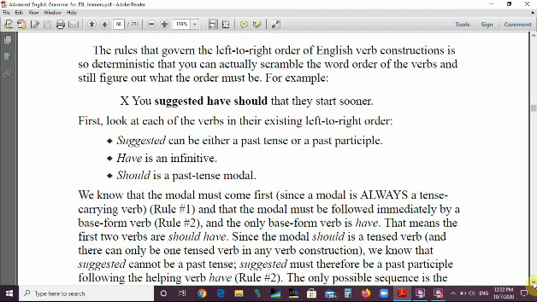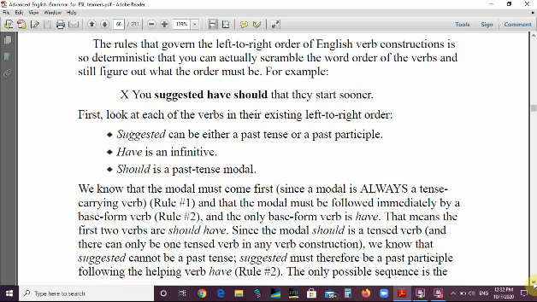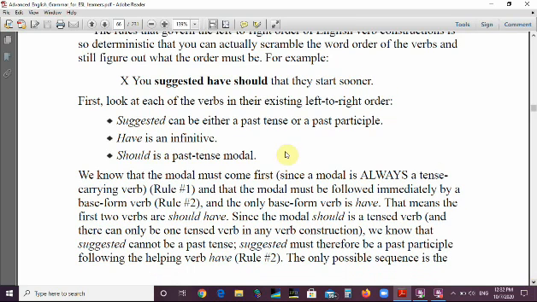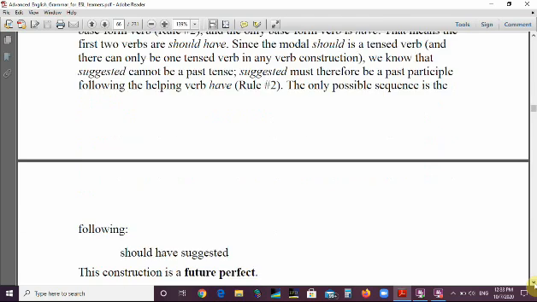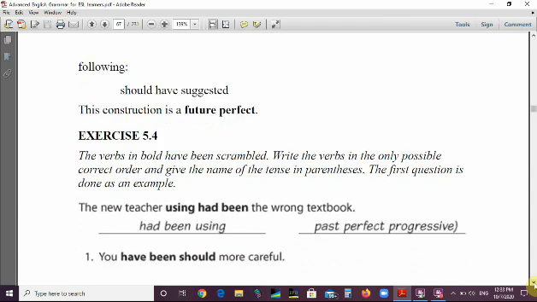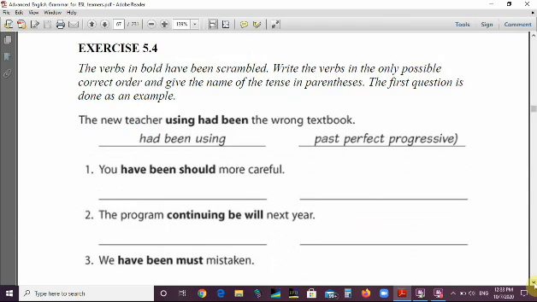The word order is the word order. I think it's very easy. When you have a sentence like this, you suggested, have, should, you know that the modal comes first and then should have suggested. It's very easy. I think we don't need to say more because, as I said, it's very easy.